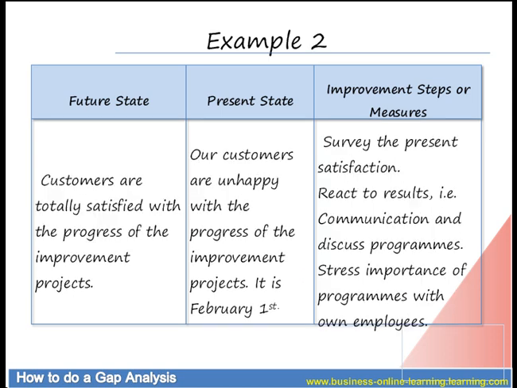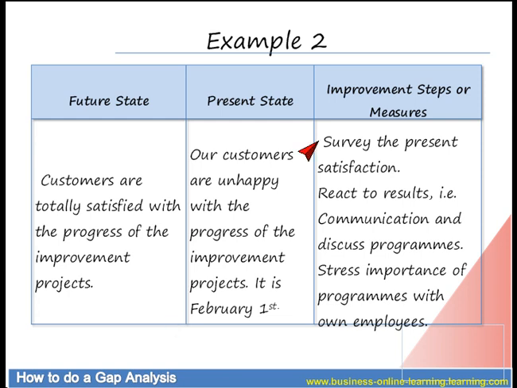A further example. Again, we have the future state, then the present state, and the improvement measures or steps. Here our target is that the customers are going to be totally satisfied with the progress of the improvement projects. At present, our customers are unhappy with the progress of the improvement projects. It is now February the 1st.